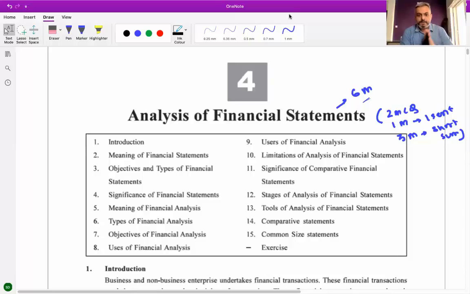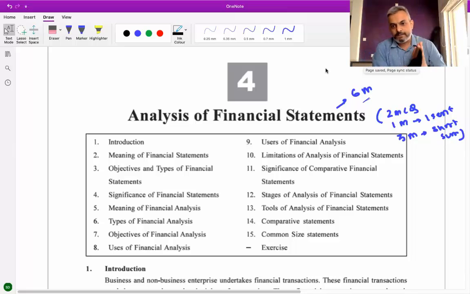Now, chapter number 3, what we did was company final account. So in that chapter, we tried to understand how to prepare the financial statement and in particular balance sheet and profit and loss statement. Now, we have prepared the financial statement, but what's the use of that financial statement? It's to know the true financial position of the business.